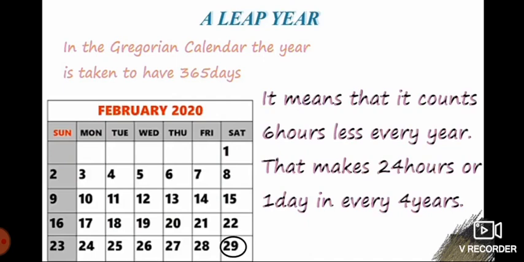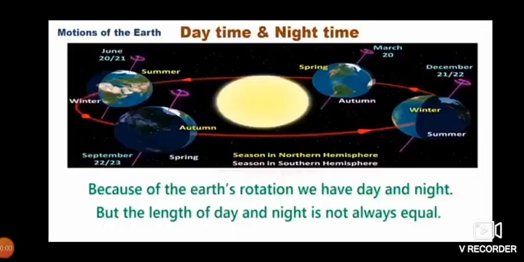Okay, so once again I'll tell you, a leap year has 366 days and that one extra day is in the month of February. So did you understand what is a leap year? So students, up till now we have learned about the rotation and revolution of the earth, isn't it? Also we have learned about a year and a leap year.